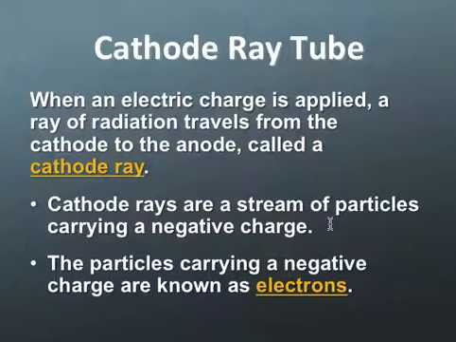But one thing they did know is this ray was coming from all types of metals. When they were changing those anodes and cathodes, they were still getting this same stream. But when they were playing around with it, they did so with an electromagnet, and they found out that these things were negatively charged.